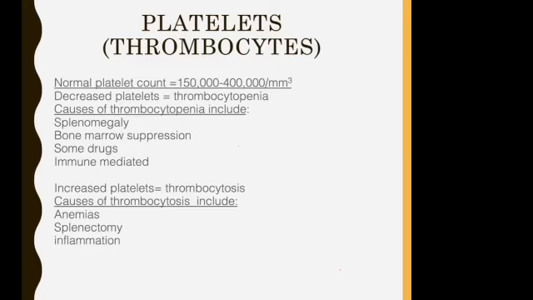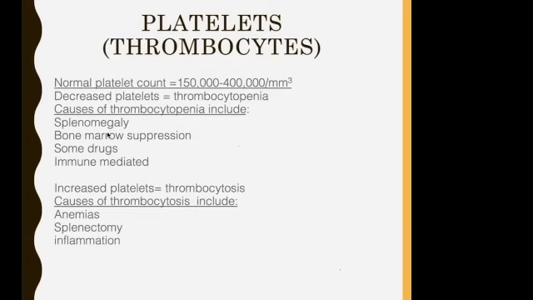Remember, the platelets are also called thrombocytes because they cause thrombosis. Thrombocytopenia literally translates to: cyto, cells; thrombo, that cause thrombosis; penia, low. So the cells that cause thrombosis are low. That's what thrombocytopenia means. So what will cause thrombocytopenia?